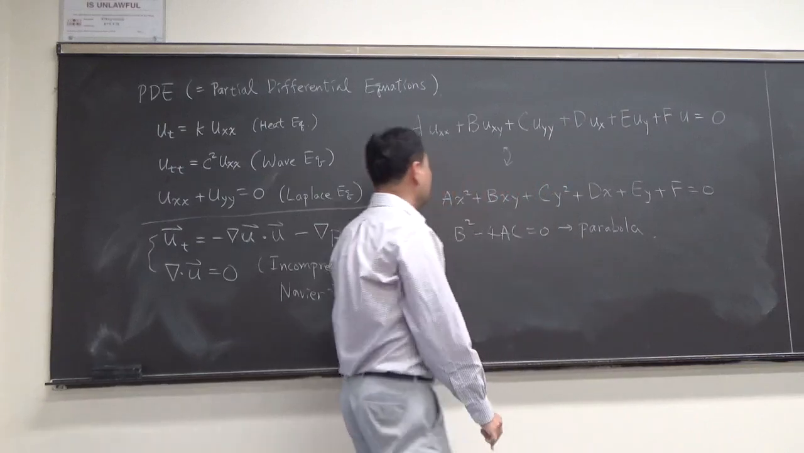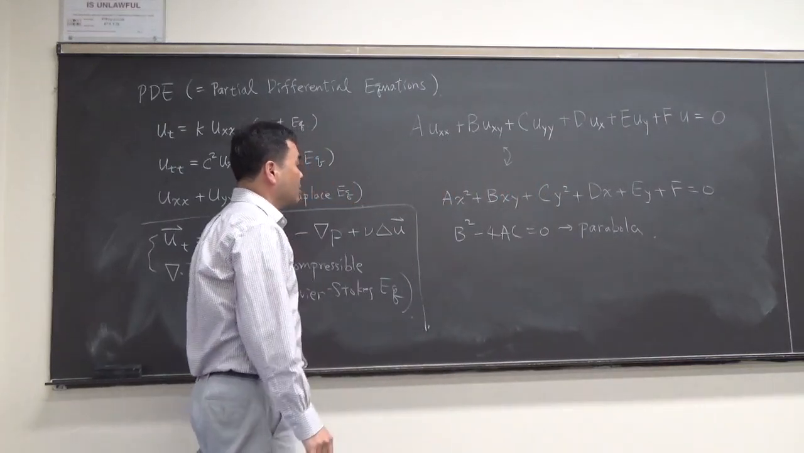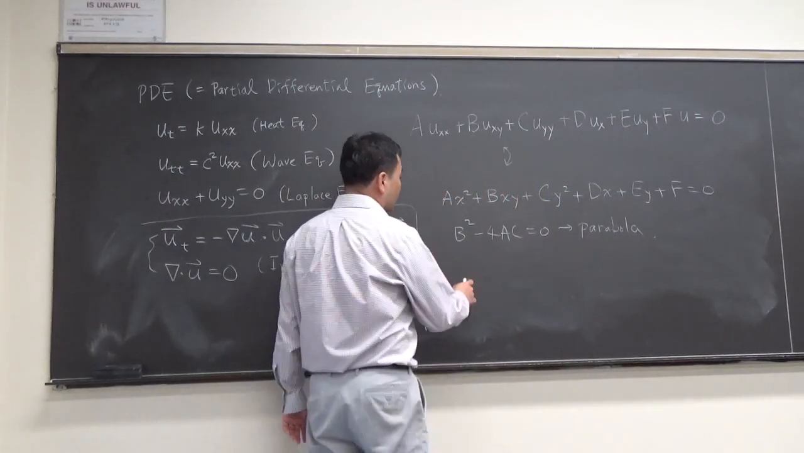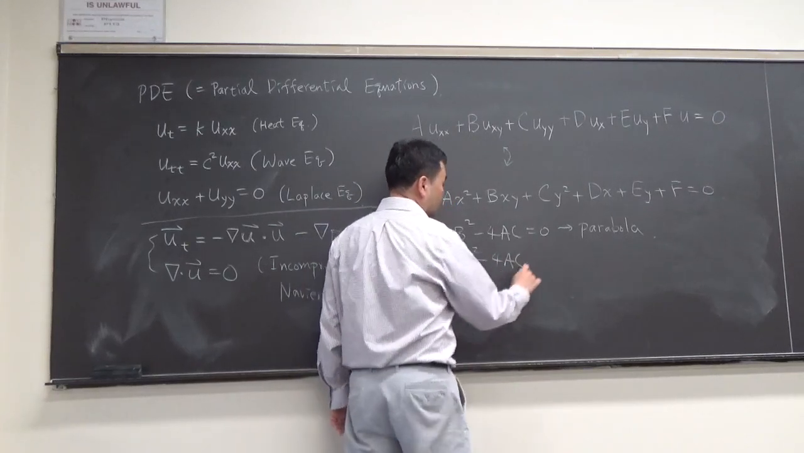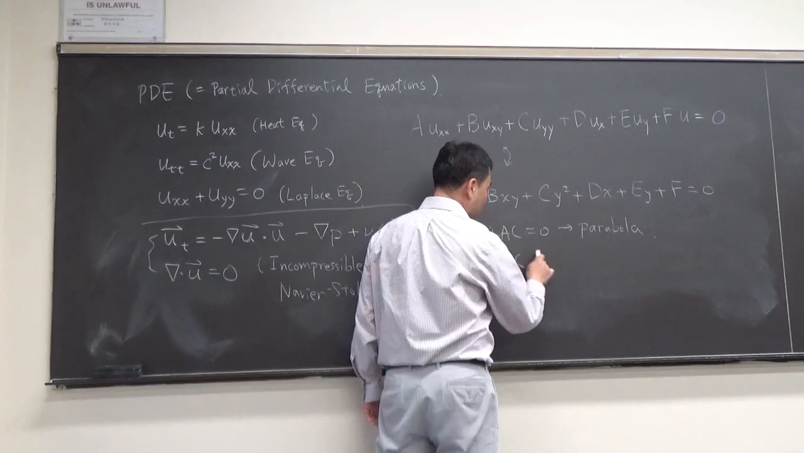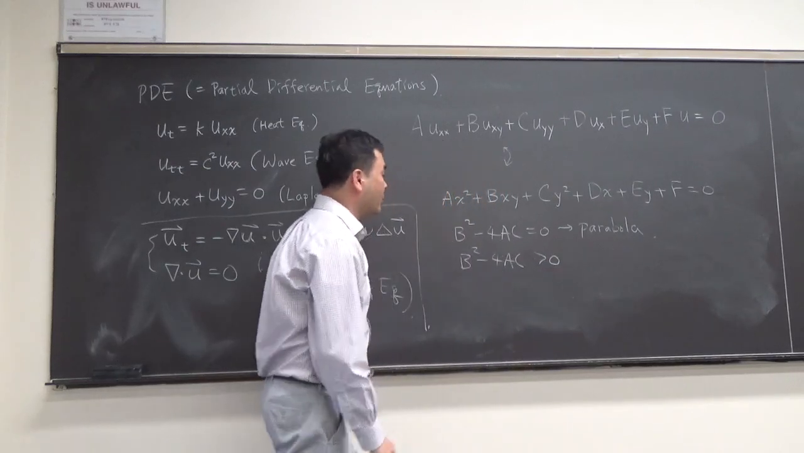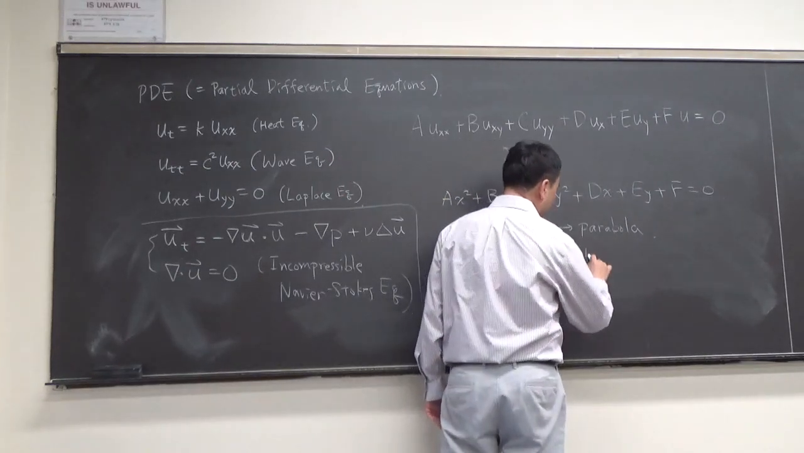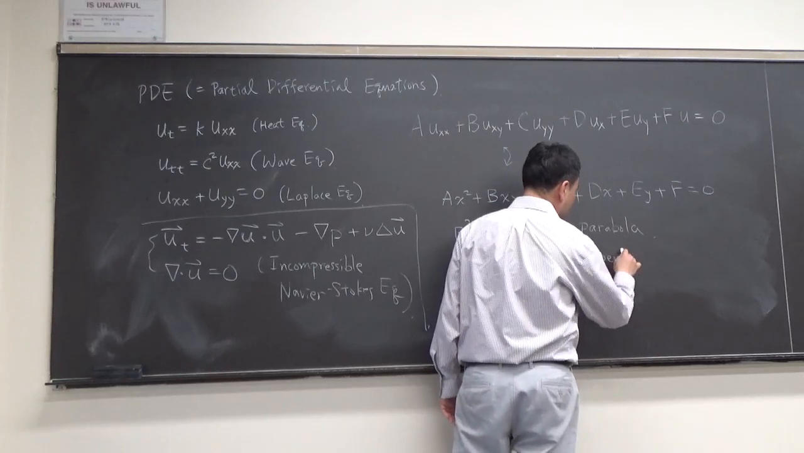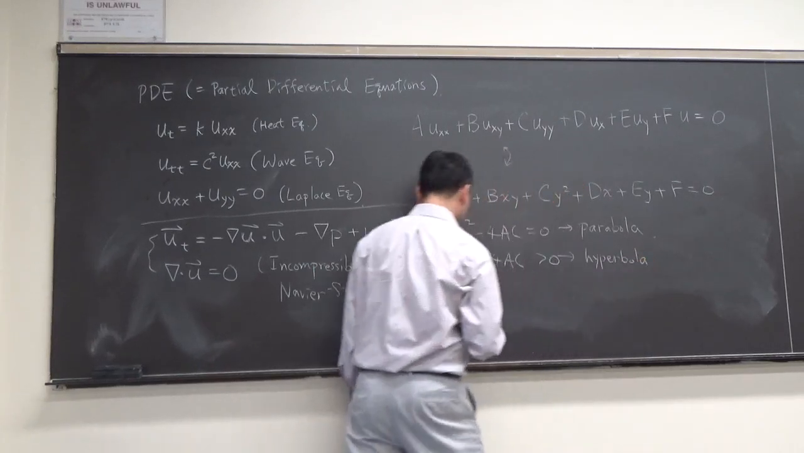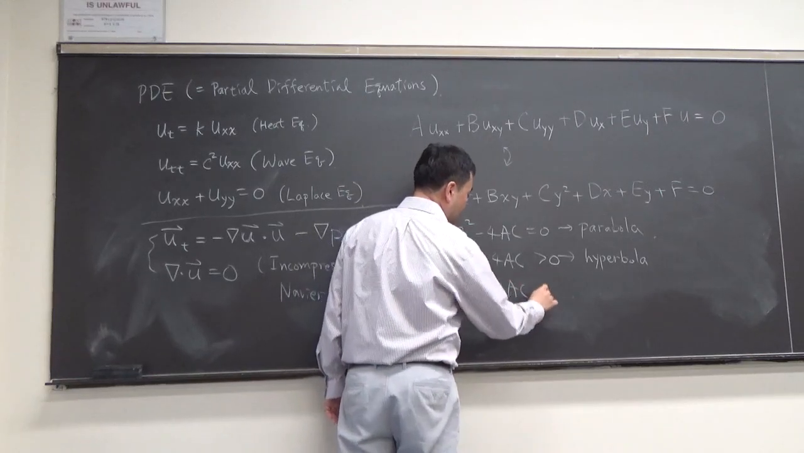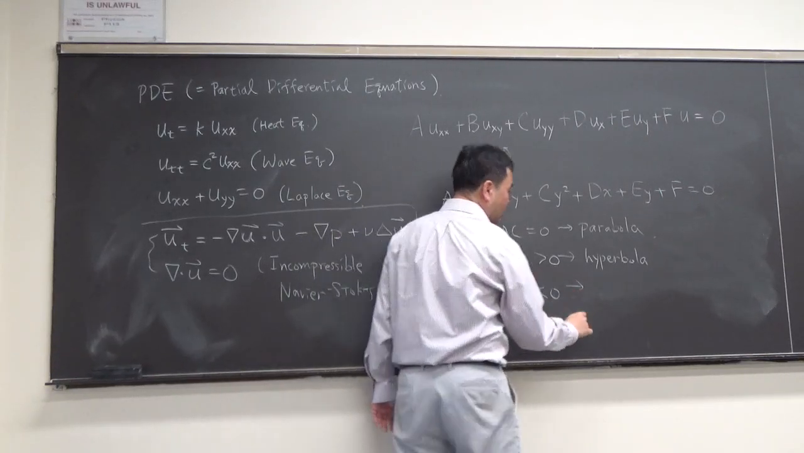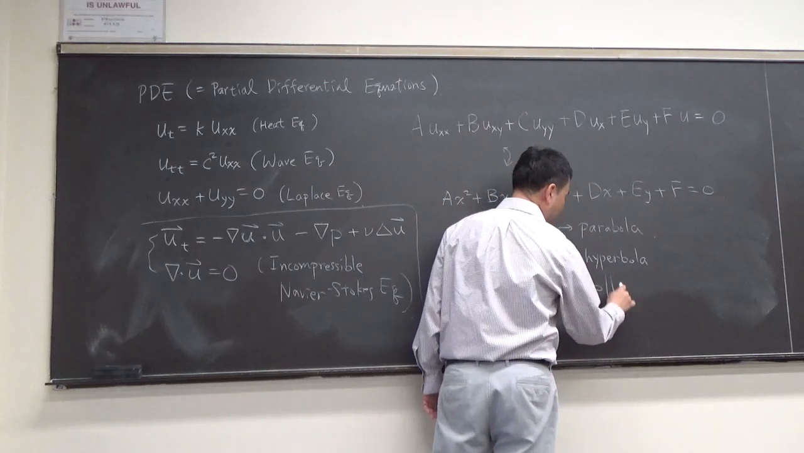So if this is 0, this is a parabola. Okay. And then if b squared minus 4ac is positive, in that case, it's going to give you a hyperbola. Then b squared minus 4ac less than 0 gives you an ellipse.